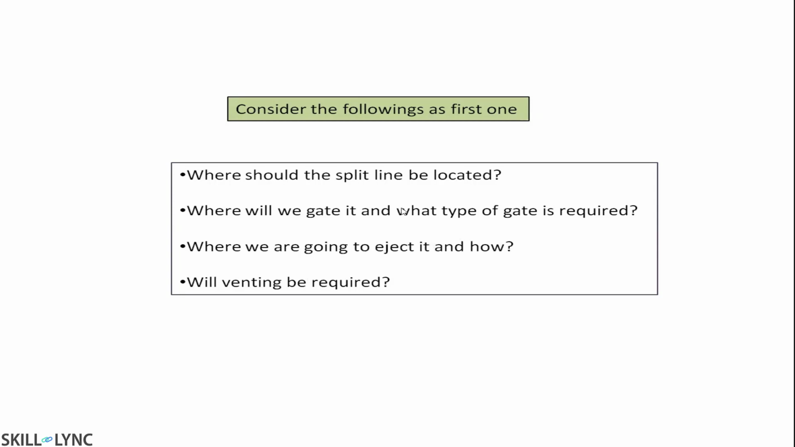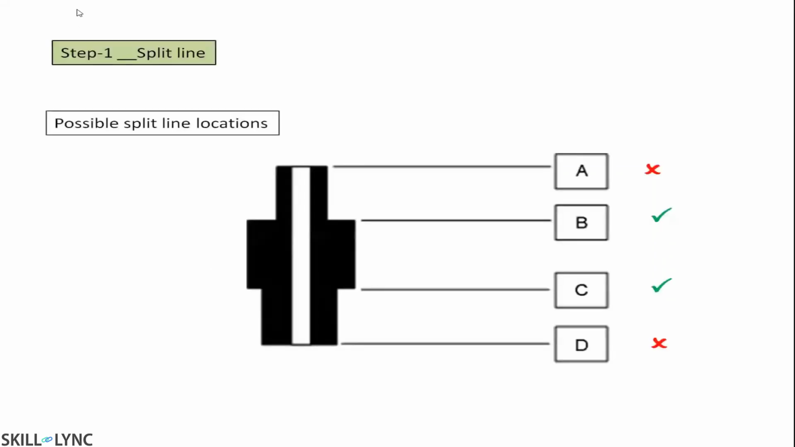Venting is nothing but, if you close the core and cavity, there will be air entrapment happening here. Due to this air entrapment, the plastic will get burned once it is ejected. So we need to release the air before it opens, and for this venting will be there. I will show you how the venting will be. Now, the first step is the mold split line.